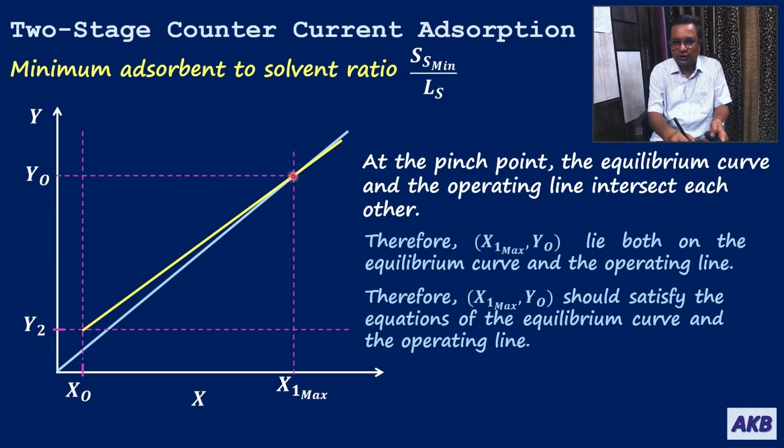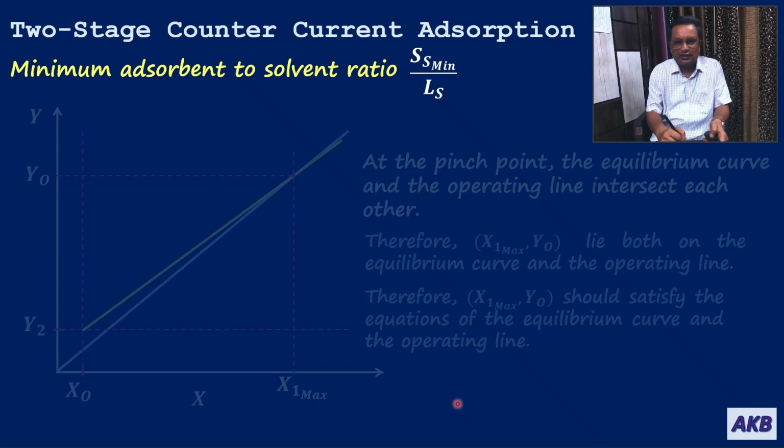That is, this pinch point lies on the operating line. At the same time, it lies on the equilibrium curve. So therefore, this point x1 max, y0 should satisfy the equation of the equilibrium curve. That is, it should satisfy the equations of the equilibrium curve as well as the operating line.